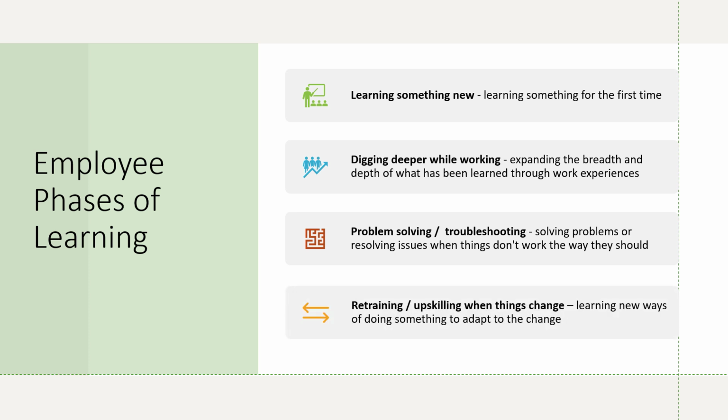And number 4, many people went through this during COVID where we had to retrain and upskill ourselves, learning new ways of doing something to adapt to the change. And that's a big one, right? When things change, how will you react to it? How will you adapt to those new ways of doing things and unlearning the old ways of doing things? So that's the 4 phases that an employee goes through in their journey from beginning until they retire.